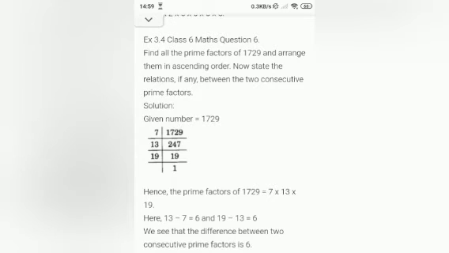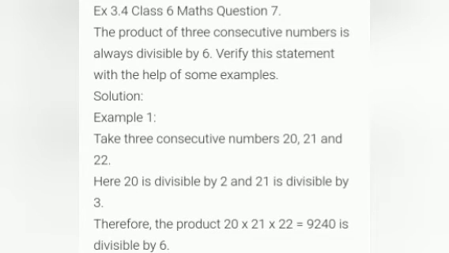So what is the relation? 13 minus 7 is 6 and 19 minus 13 is 6. So we see that the difference between the two consecutive prime numbers is 6. दोनों consecutive prime numbers का difference क्या आता है? 6 आता है. See the seventh question. The product of 3 consecutive numbers is always divisible by 6. ऐसे 3 consecutive numbers है जिसका product, product means multiplication, divisible by 6. Verify this statement with the help of some examples.